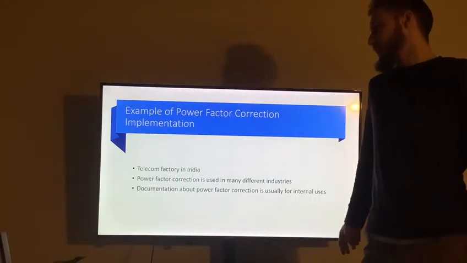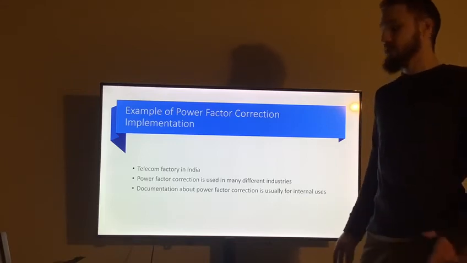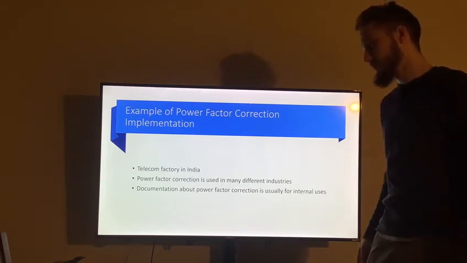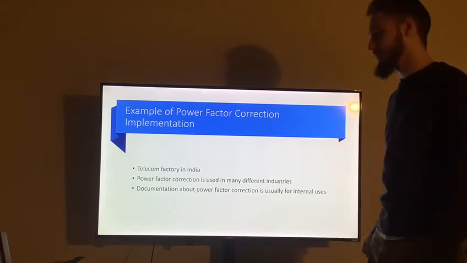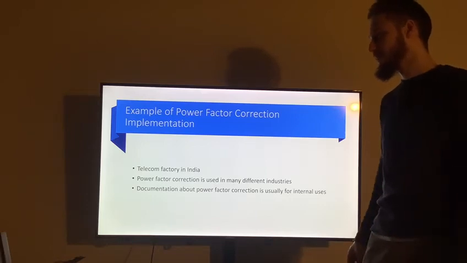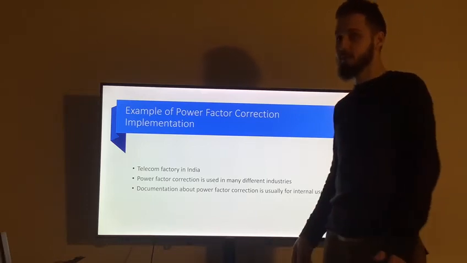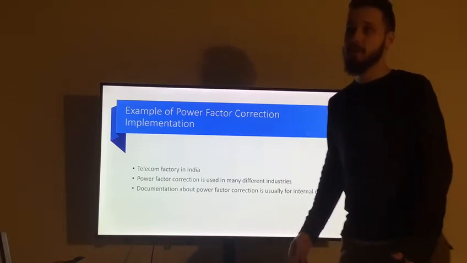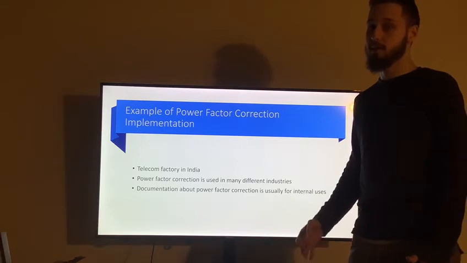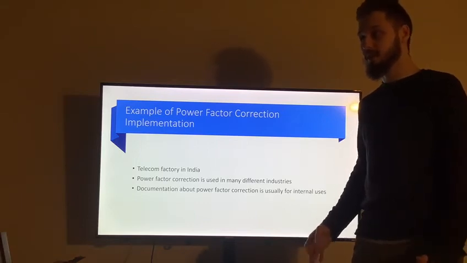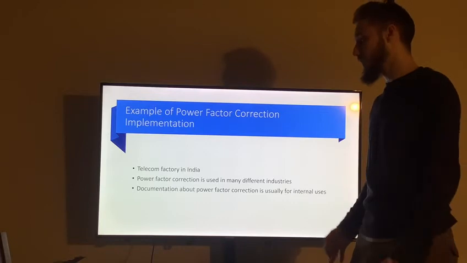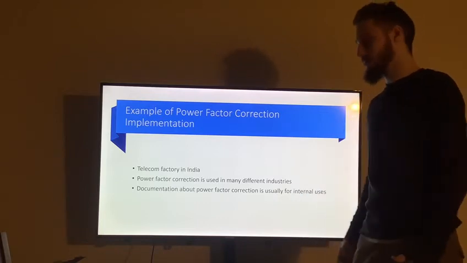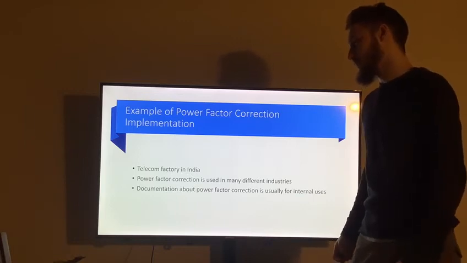So, an example of power factor correction implementation. I featured an example of a telecom factory in India that implemented power factor correction in its telecommunications facility. So power factor correction can be used in a variety of cases, from industrial, for which it would be most effective, to telecommunications, of which I implemented an example in the research paper.